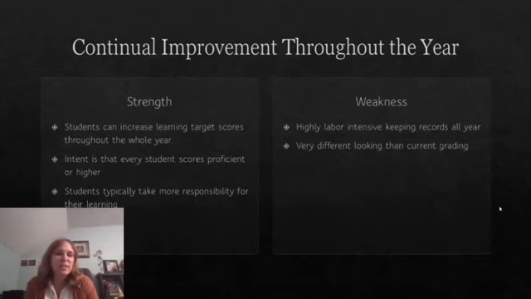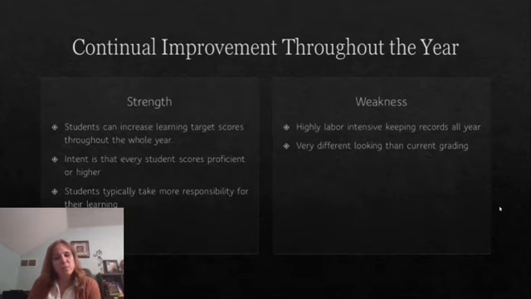Some of the weaknesses, it's highly labor intensive keeping these records all throughout the year. So getting some computer knowledge or background knowledge and setting it up well in the forefront is beneficial to this. And another weakness is it's very different looking to our families and our students than current grading systems. So we have to ensure our teachers know how to use it, and we want families to understand how to use this type of system also.